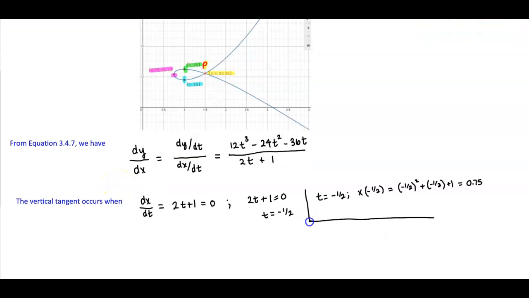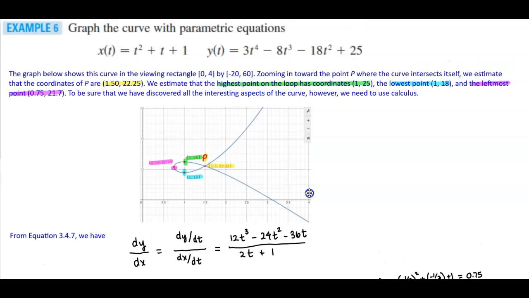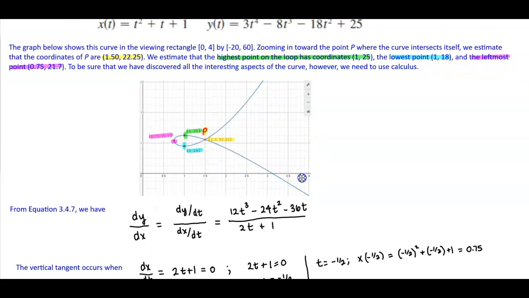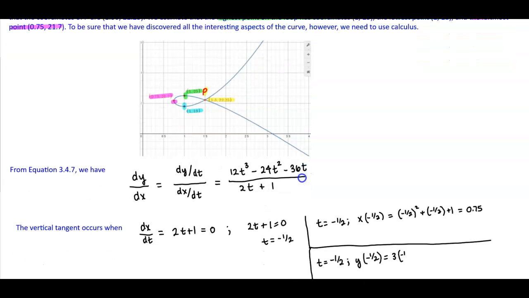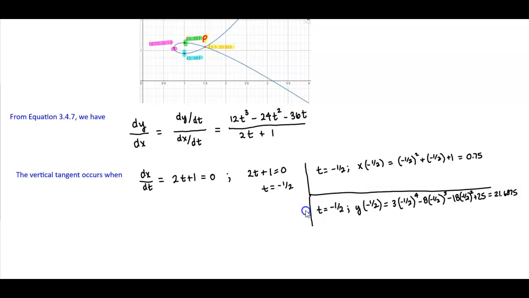Then we're going to do the same thing and plug it into the y. So we have t equal to negative 1/2, and we're plugging that into y of negative 1/2. And so we have 3t to the fourth, so that's 3 times negative 1/2 to the fourth power, minus 8 times negative 1/2 to the third power, minus 18 times negative 1/2 squared, plus 25. And therefore that gives us 21.6875.